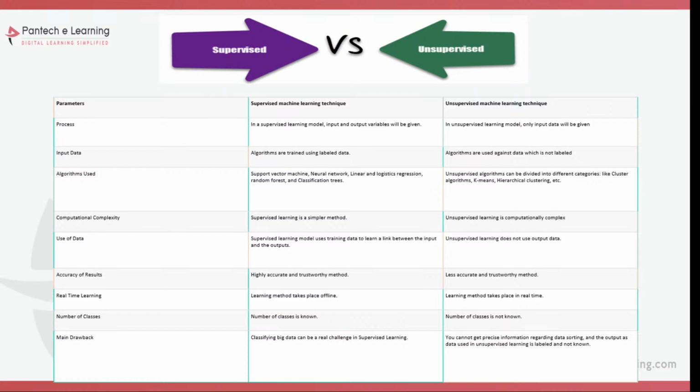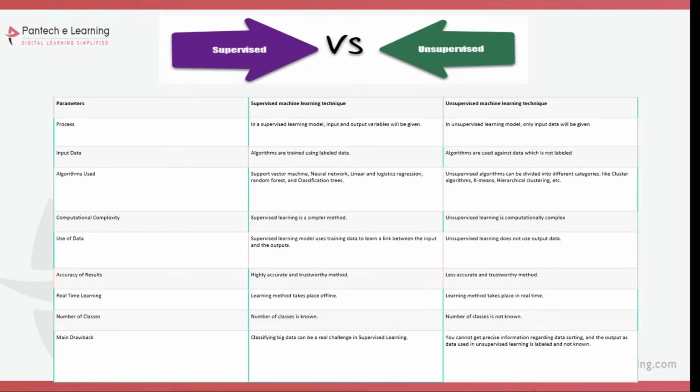Fine. The use of data. A supervised learning model uses training data to learn a link between the input and output. It simply learns the rule which we are applying for the input, okay? Whereas in unsupervised learning, we do not use output data, okay? We just give the whole input combined data, and it will itself internally classify the input, okay?